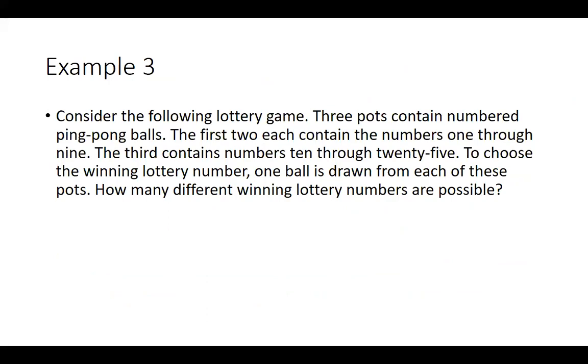Example 3, consider the following lottery game. 3 pots contain numbered ping pong balls. The first 2 each contain the numbers 1 through 9. The third contains numbers 10 through 25. To choose the winning lottery number, 1 ball is drawn from each of these pots. How many different winning lottery numbers are possible?